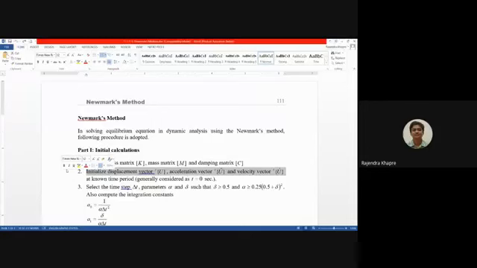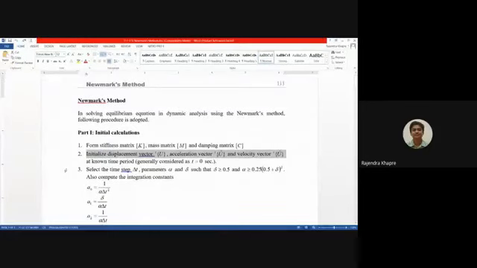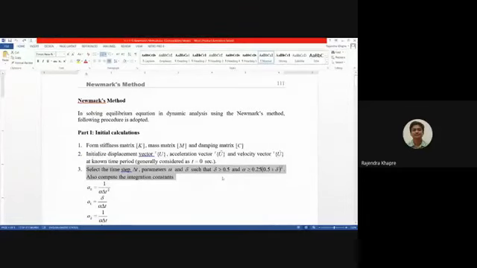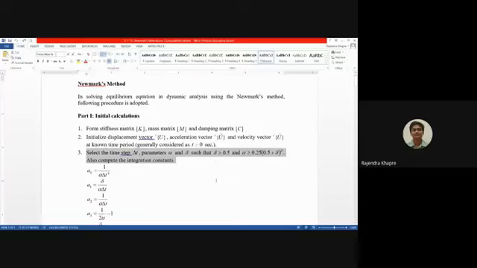Then in the Newmark method, the third step is the calculation of integration constants. Here two new parameters come into the picture. One is alpha and the second one is delta. These alpha and delta values are constants which will be given in the numerical itself. If they are not given, you can assume the value of delta as 0.5 or above. Any value greater than 0.5 you can assume for delta.